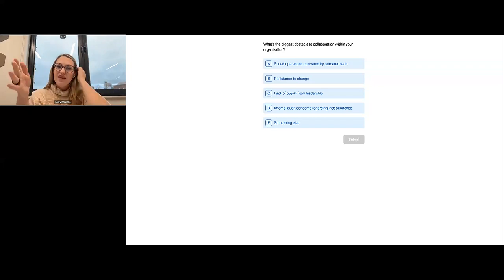So think about your organization. Are you siloed, cultivated by outdated technology? Maybe you're using some legacy tool. Maybe you have different technologies. Is there a resistance to change? Maybe the culture from the top down is we don't want to work together, we don't want to break down our silos. Is there a lack of buy-in from leadership? Maybe they don't see the audit function or the governance function or the compliance function as a value add, as a risk organization. Are there concerns around independence? From the internal audit standpoint, are you worried about getting too involved because of independence? So where are you at? Or maybe it's something totally different. But when you think about your program, think about your organization, what's really your biggest obstacle for collaboration?